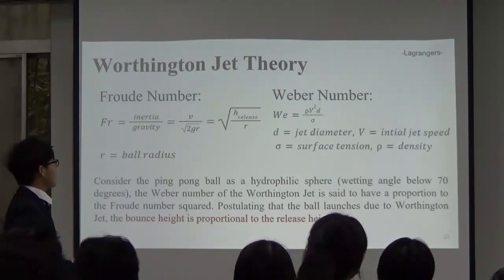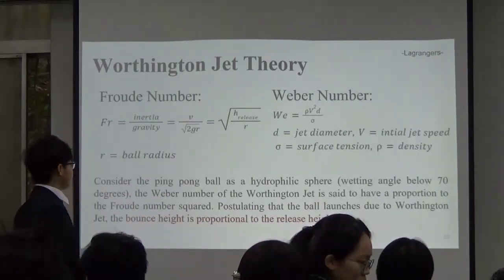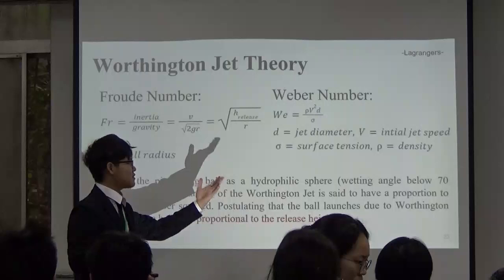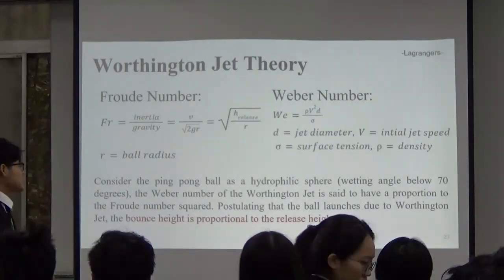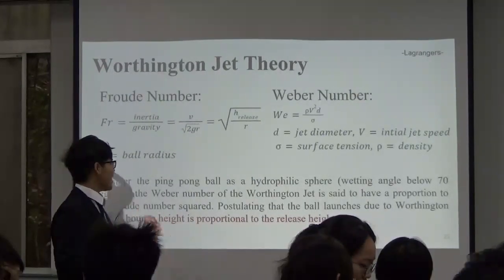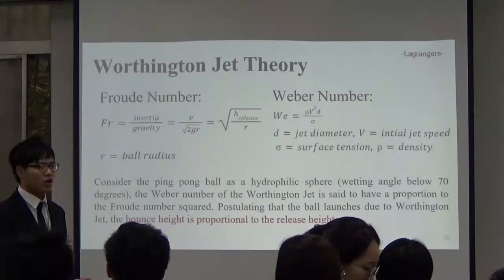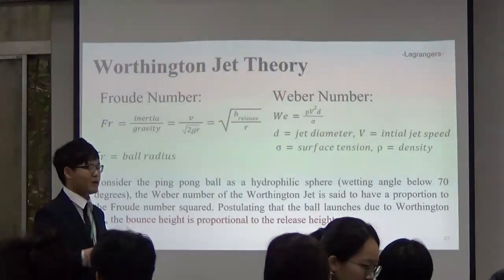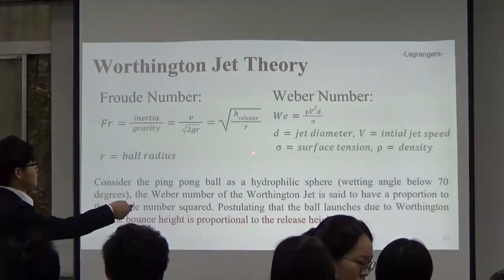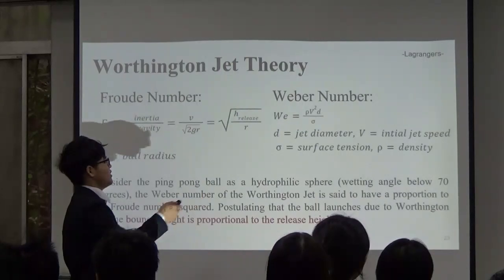We can find the correlation of Fr squared with the Weber number. So we consider the ping pong ball as a hydrophilic sphere, where the wetting angle is below 70 degrees. So the Weber number of the Worthington jet is said to be proportional to the Froude number squared. So we postulate that the ball launches only due to the Worthington jet caused by the collision. The bounce height will be proportional to the release height, as the release height here, and there is an initial jet speed squared right here.